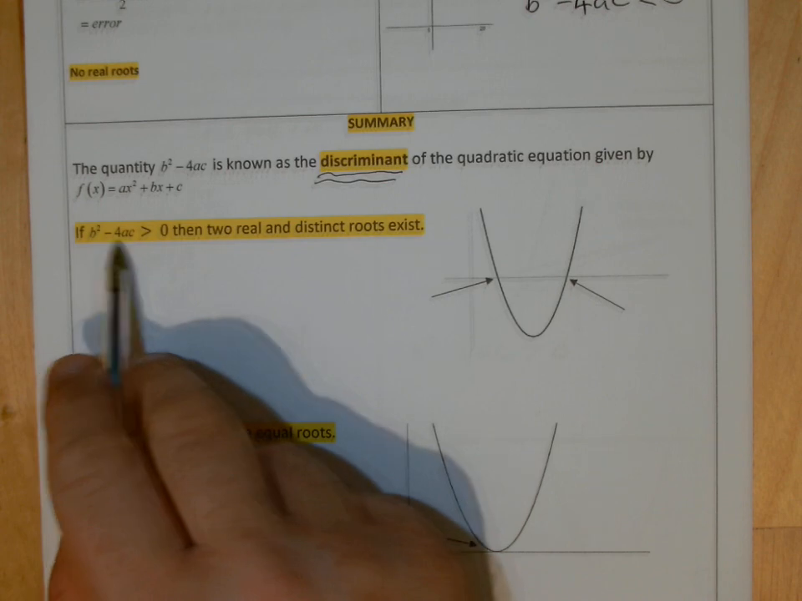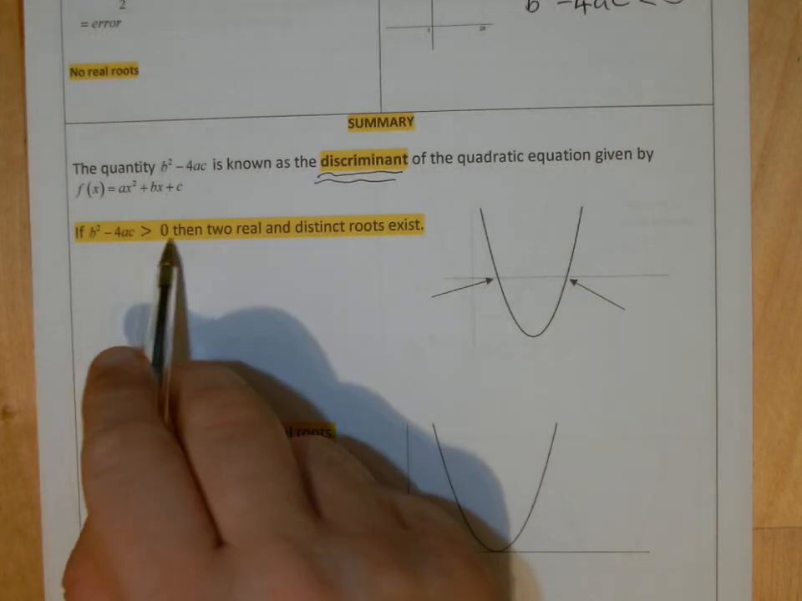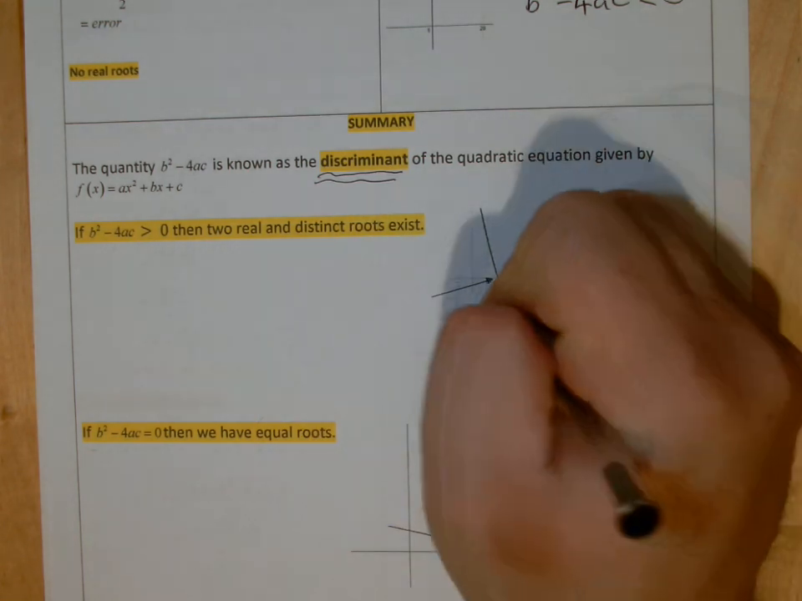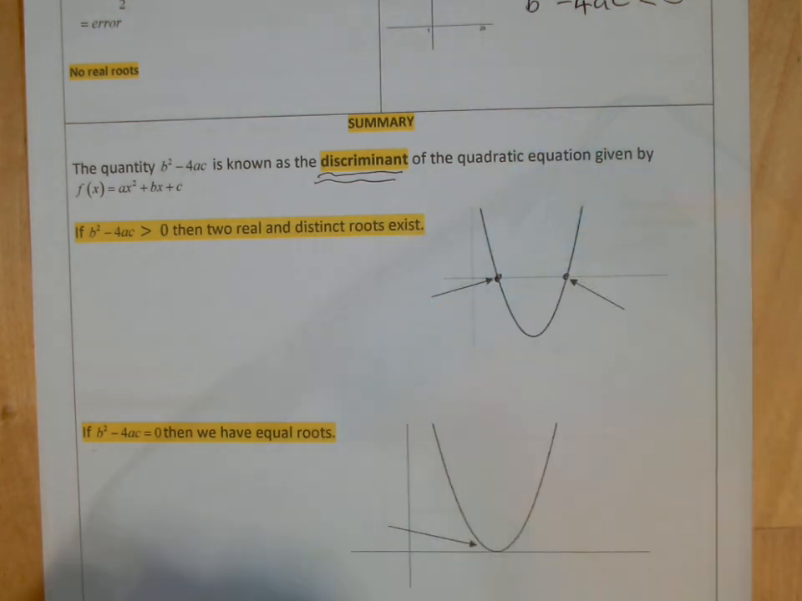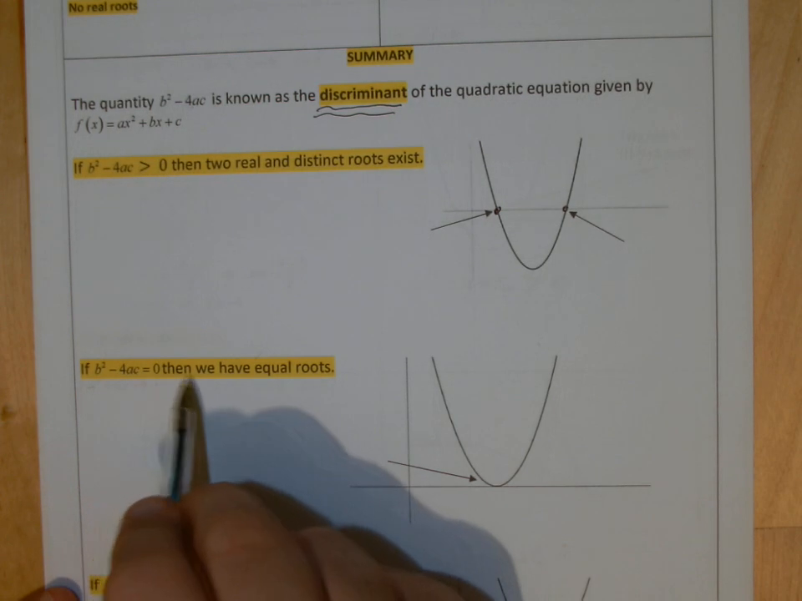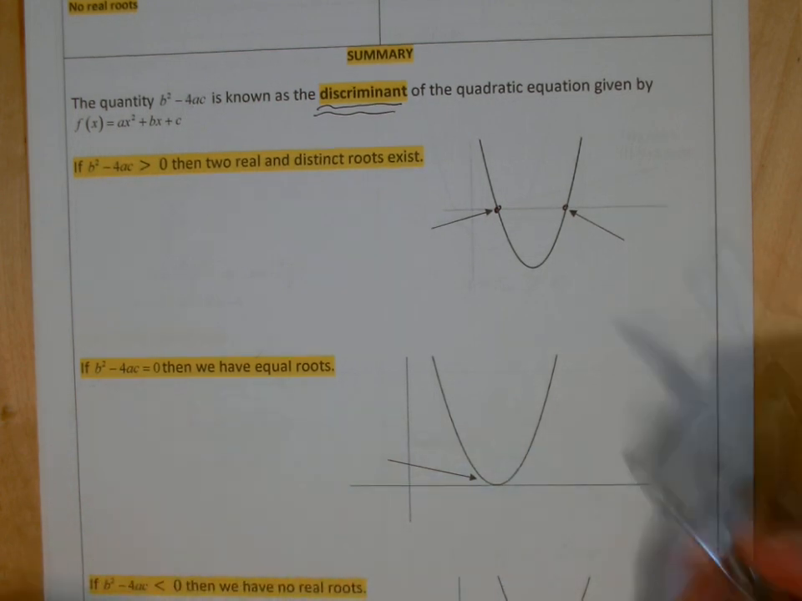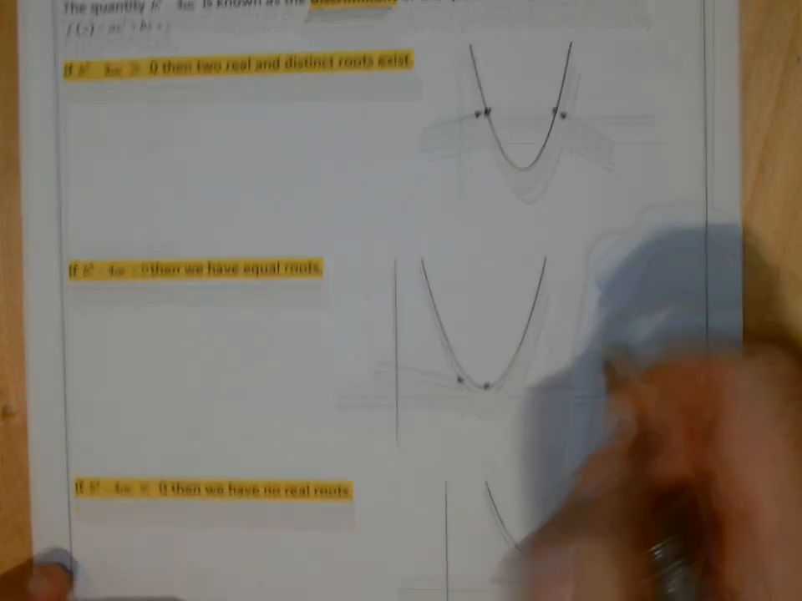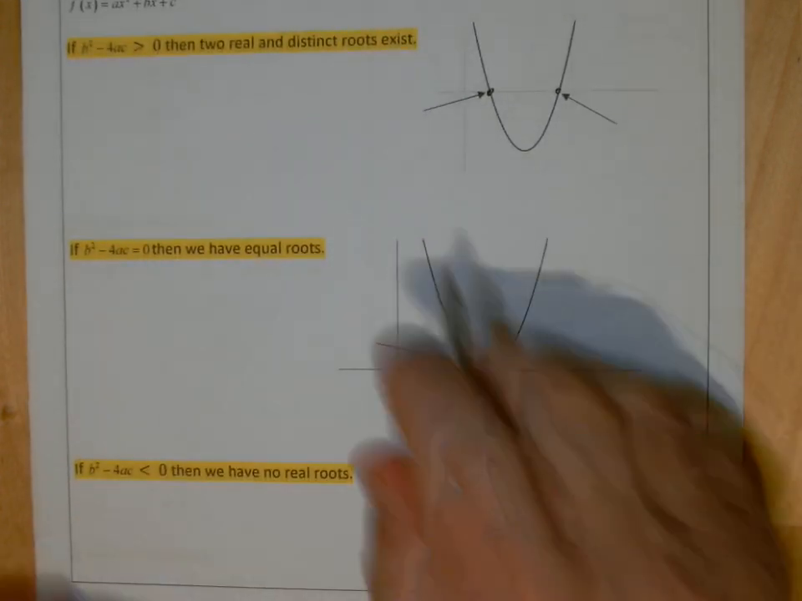So we've seen if b squared minus 4ac is positive, then we have two real and distinct roots. So it crosses the x-axis in two locations. But if b squared minus 4ac is equal to 0, then we have equal roots or a repeated root, and it just intersects at one point there. So it touches the x-axis here.